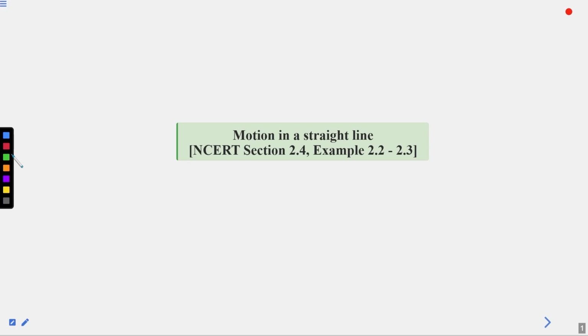Hello students, in today's lecture we are going to learn about motion in a straight line. NCERT Section 2.4 and examples 2.2 to 2.3.